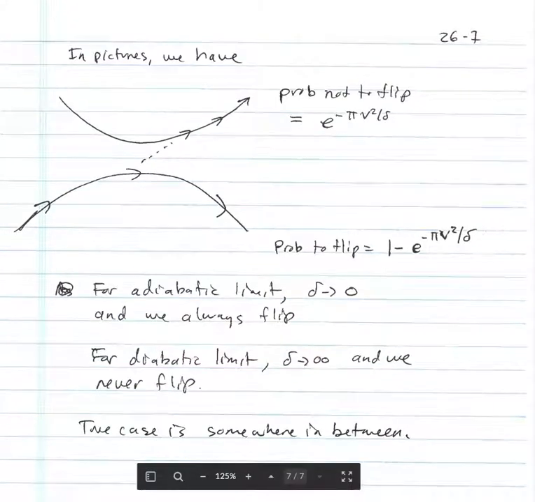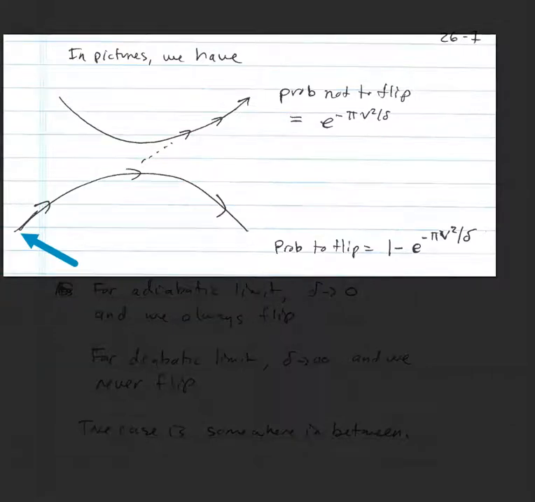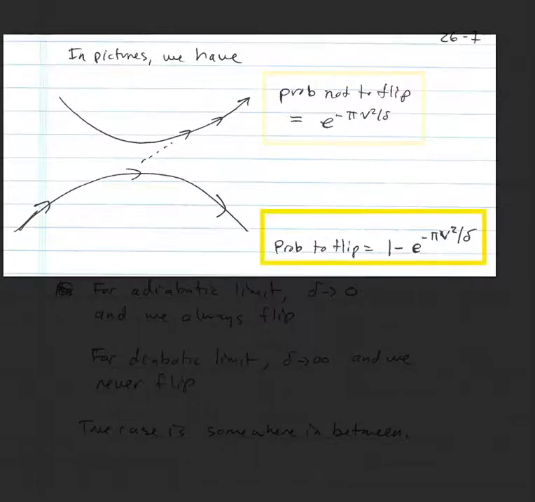Now, to think about this in pictures, if we look at those instantaneous energies, we start all the way at left in the lowest energy state. If we don't change, we continue on that path. If we do change, we jump, and the jumping typically occurs around the point of closest approach. We jump to the other branch and we move up. And that's the probability not to flip. It's e to the minus pi v squared over delta. And the probability to flip is 1 minus e to the minus pi v squared over delta.